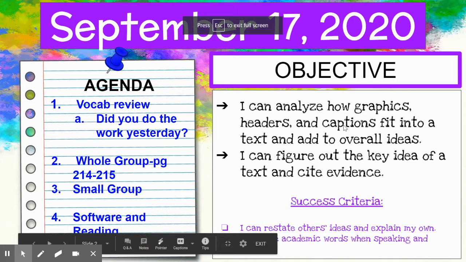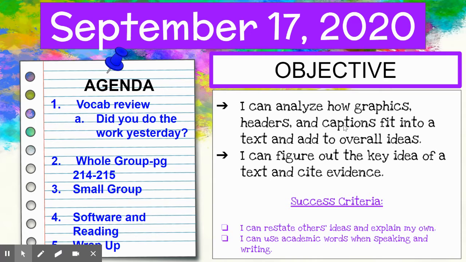Hello, everyone. It is Thursday, September 17th, and your objective for today is I can analyze how graphics, headers, and captions fit into a text and add to overall ideas, and I can figure out the key idea of a text and cite evidence. So what we're going to do today is vocab review.